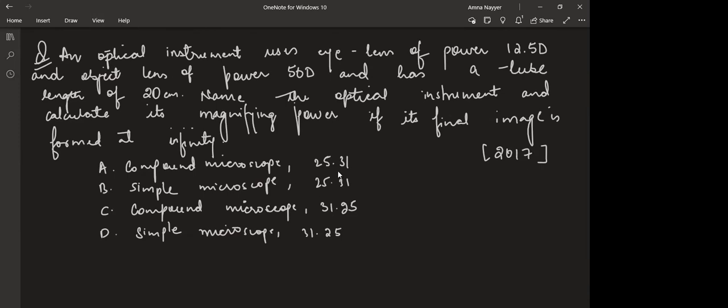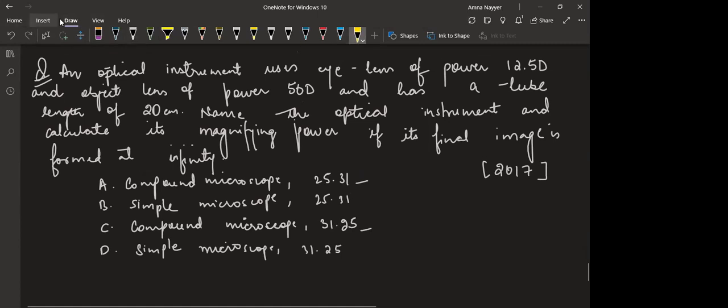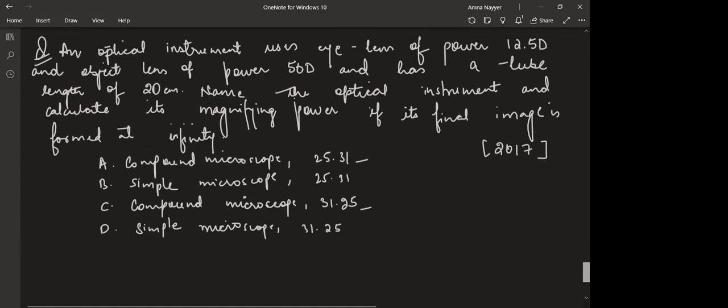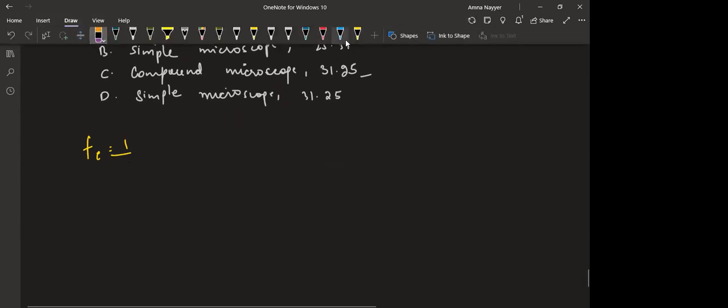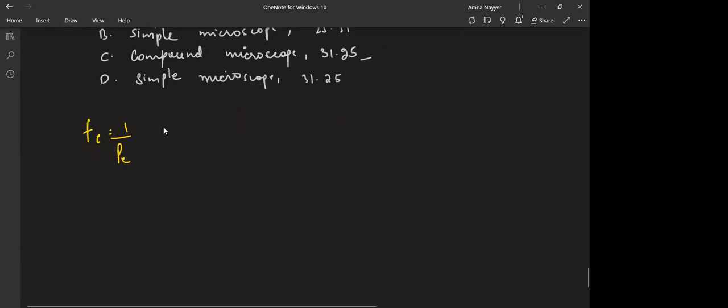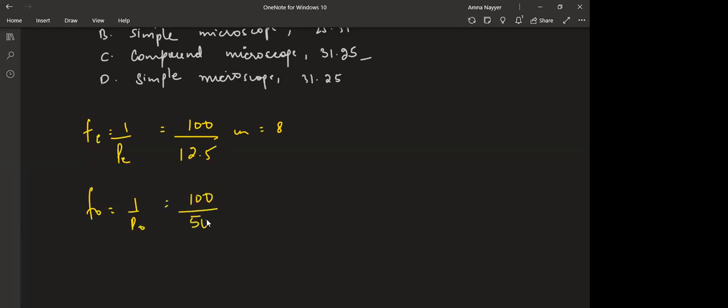For the compound microscope, two options are there: 25.31 and 31.25. So how do you calculate it? Power is given, so focal length of eyepiece will be 1 by power of eyepiece, that is 100 by 12.5 centimeters, which will be 8. Focal length of objective lens will be 1 by power of objective lens, that is 100 by 50 centimeters, which will become 2 centimeters.